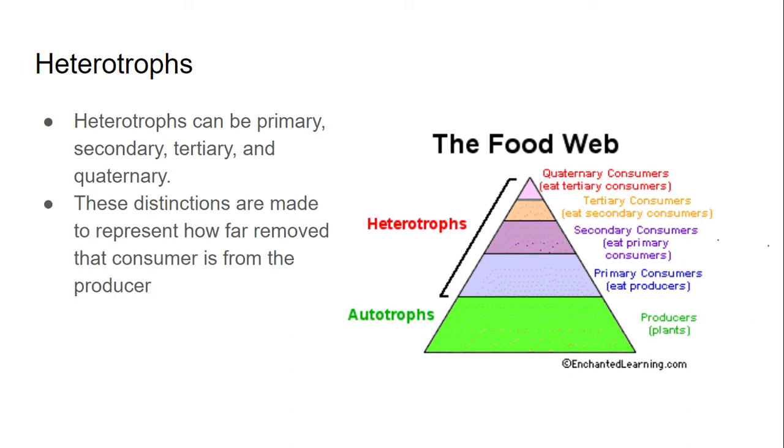So the distinctions, though, are made based on how far removed that consumer is from the producer. So like I said, a secondary consumer is 2 removed from the producer. A tertiary is 3 removed from the producer. So we're always looking at what level consumer they are based upon how far removed they are from this producer right here. So like I said, for example, the secondary consumer eats the primary consumer. So it eats the level right below it, but we also know that it is 2 removed from those producer levels in the first place.